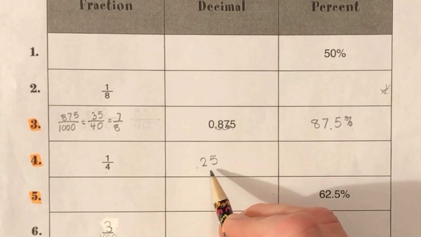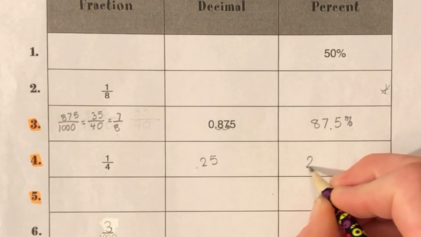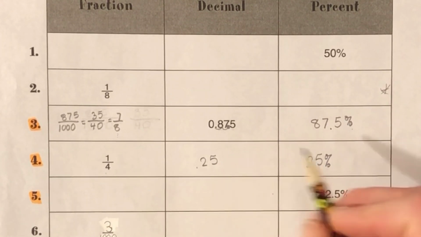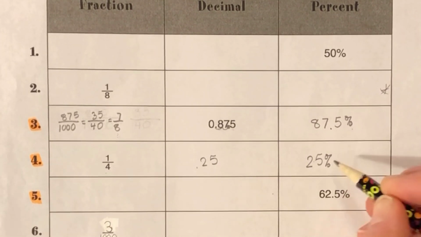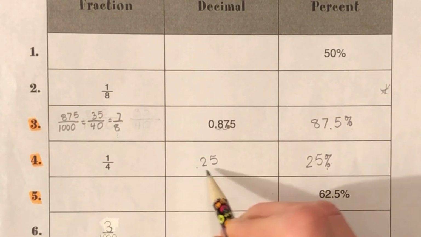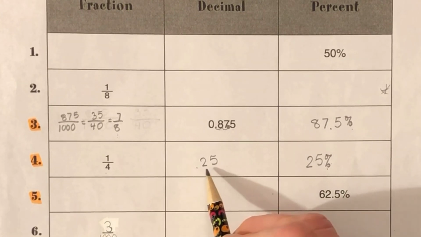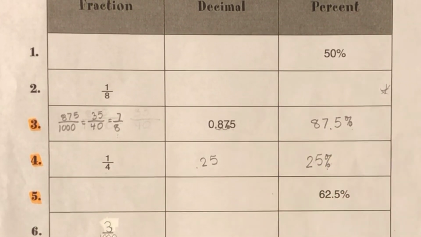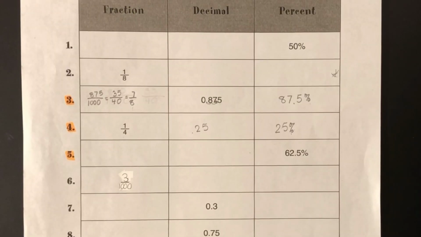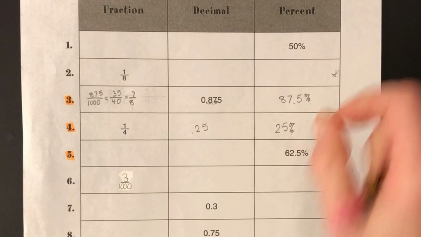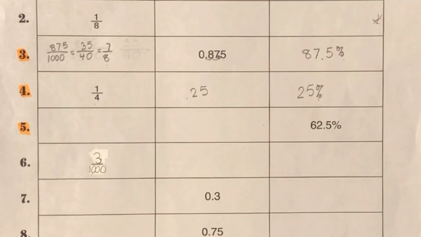25 hundredths will be 25%. 25 hundredths, 25 per 100. You see how that's the same thing? This is per 100, this is per 100. 25 hundredths, 25% per 100. And you see you move it 2 places, 1, 2. You've got a whole number. Most of these you'll end up with a whole number.